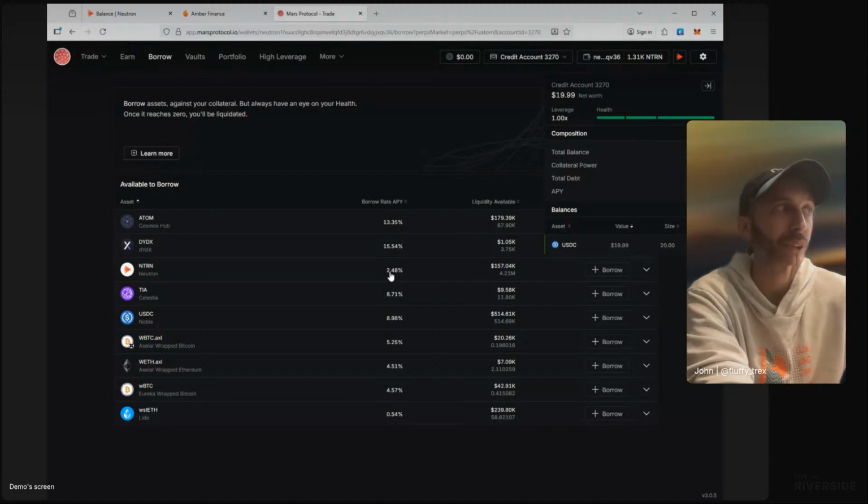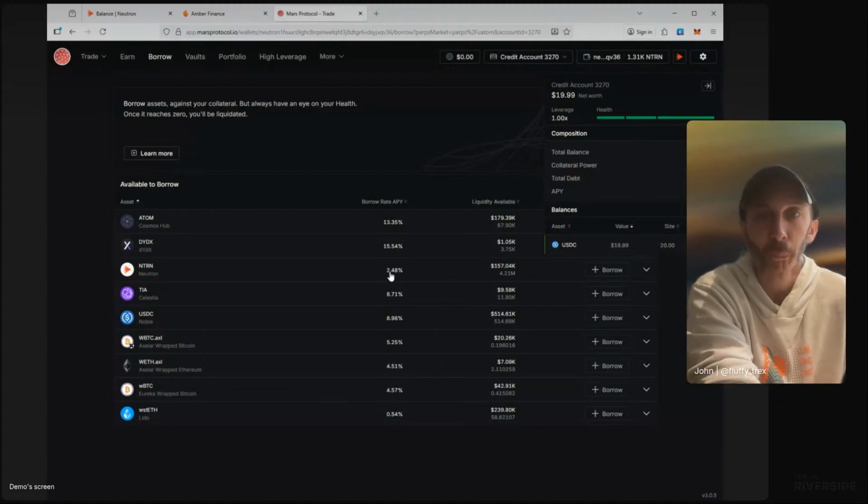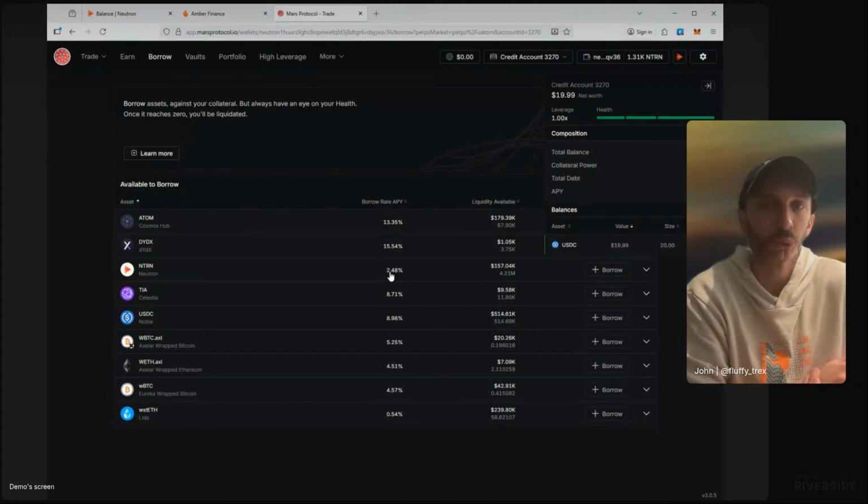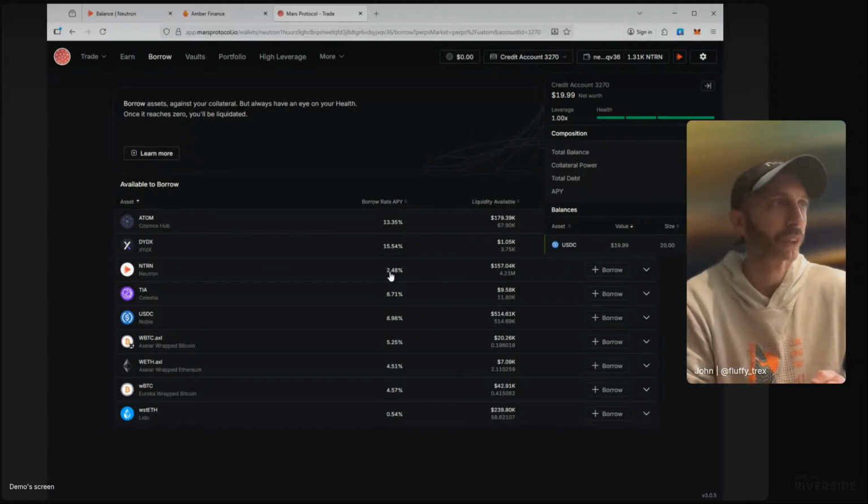For example, right now you can lock and stake your Neutron in the Bitcoin Summer campaign and earn up to 3 times the amount of rewards on your Bitcoin Summer rewards. So that might be a better use of your Neutron than high leverage staking, but that's up to the individual to make that decision for themselves.